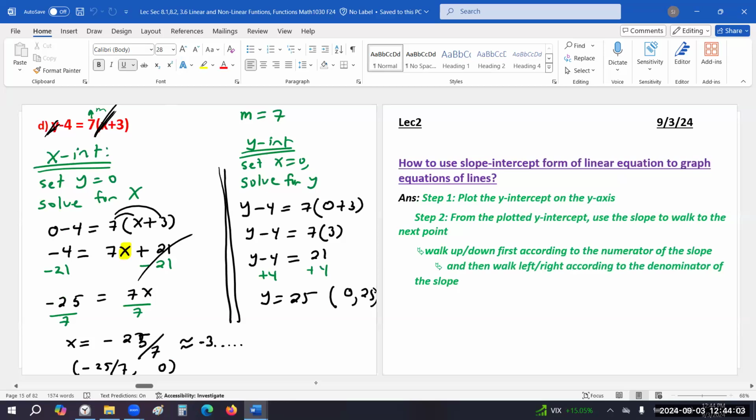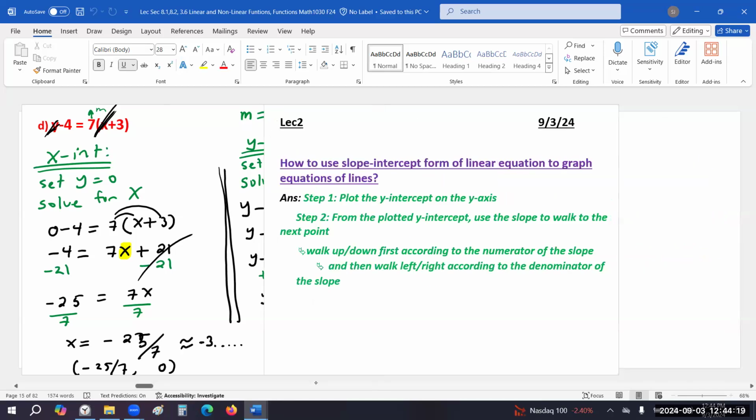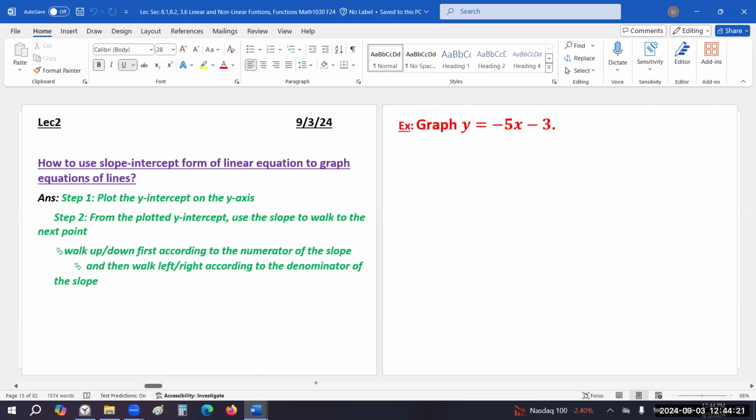And in this class, we are going to learn how we graph using the slope and y-intercept. This format is useful when you already have the equation in slope and y-intercept format. Something like this, y equals mx plus b. We see our slope, we see our y-intercept. That means we can directly use the slope and y-intercept to graph. We don't have to find the x-intercept.